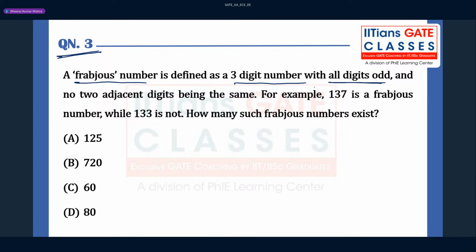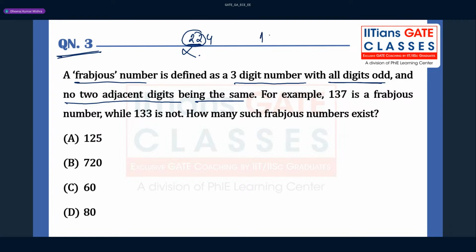Okay, all the digits must be odd and no two adjacent digits being the same. What is the meaning of adjacent? Suppose I'm writing a three-digit number like 2 2 4, right? So these are adjacent numbers which are the same here, so this is not the correct one. And that too, these numbers are not odd numbers.